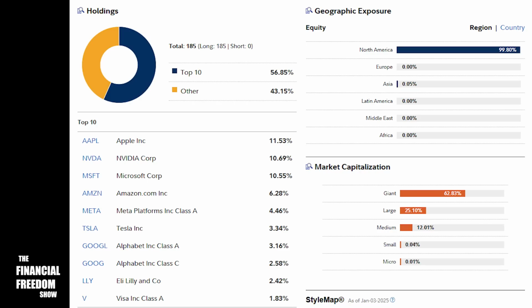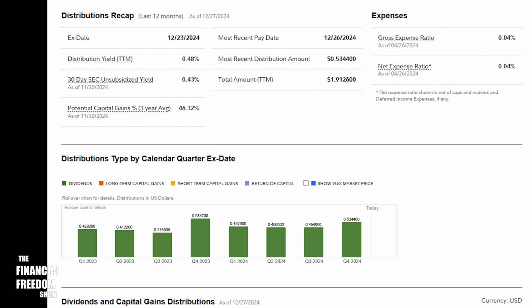It has good sector concentration. Technology companies such as Apple, Microsoft, and Amazon account for a significant portion of the fund, reflecting its growth-centric approach. It has a low expense ratio. VUG also boasts a low expense ratio of 0.04%, providing cost-effective access to high-growth companies. And lastly, it has good capital appreciation. VUG's primary focus on long-term capital gains rather than income generation makes it an ideal choice for younger investors or those who have a longer time horizon.